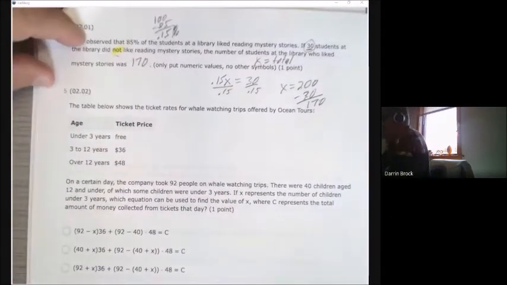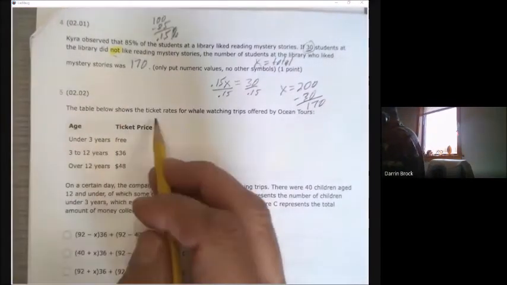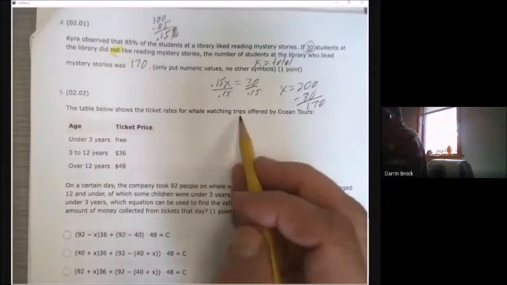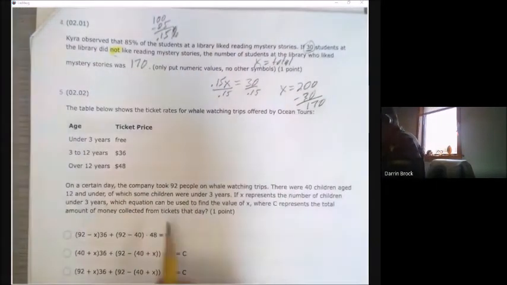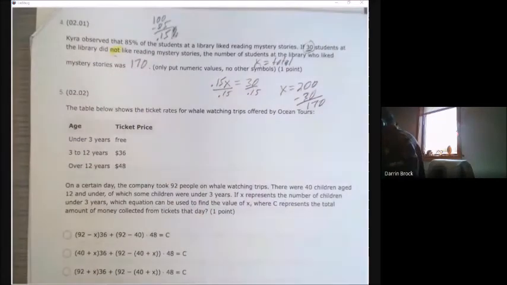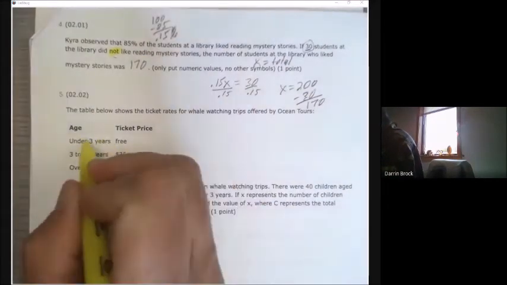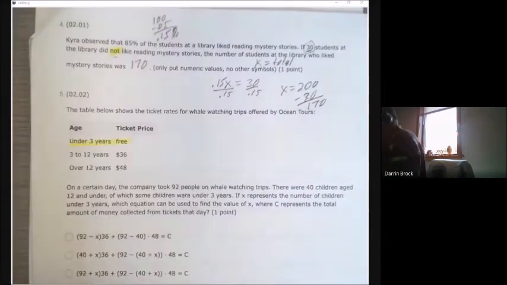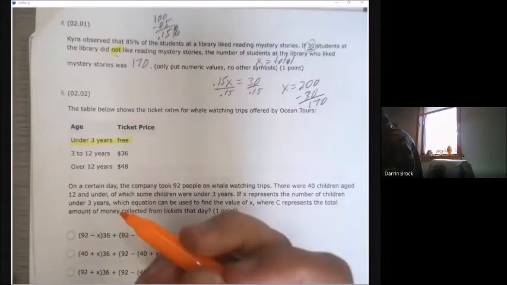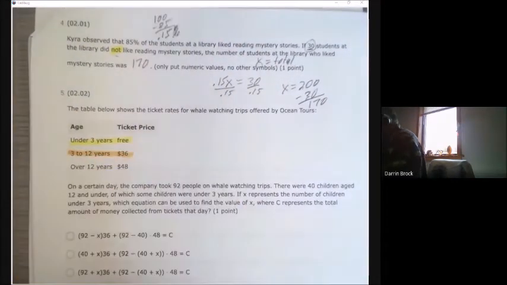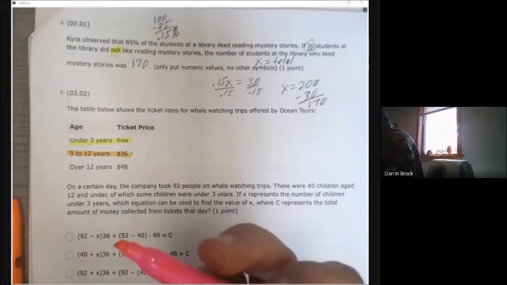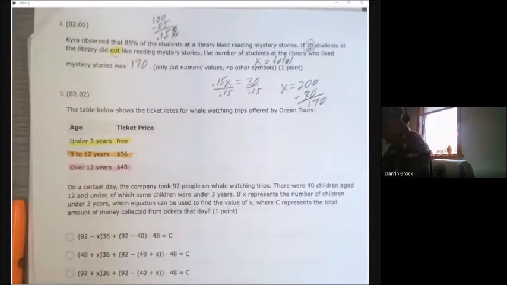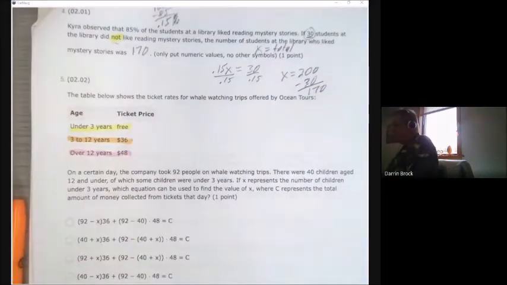Let's look at the next one. The table below shows the ticket rates for whale watching trips offered by Ocean Tours. Okay, so under 3 and free. We've got to look at our key information. Under 3 years old is free. Okay, and 3 to 12 years old is $36. And over 12, it's $48. So there's kind of our key information to start with.